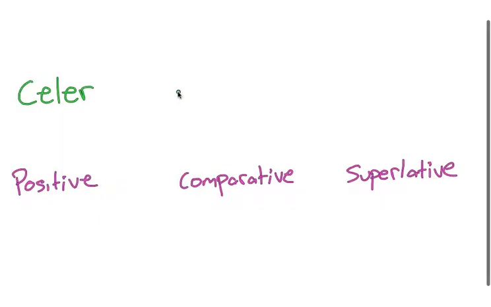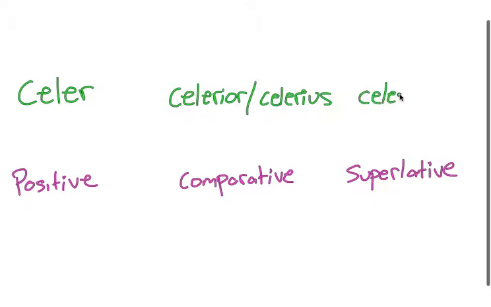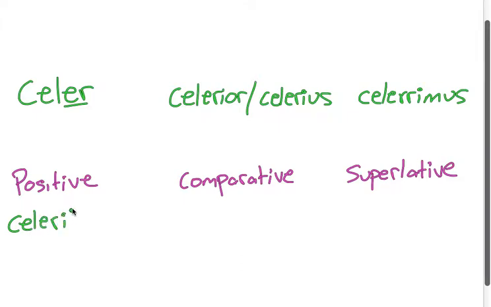So let's just refresh the comparative adjectives. So celerior and celerius. Okay, and then superlative would be celerrimus. Remember, if the adjective ends in er, no matter whether it's first or second declension, you add rimus to the nominative. Okay, so the positive form of the adverb would be celeriter.